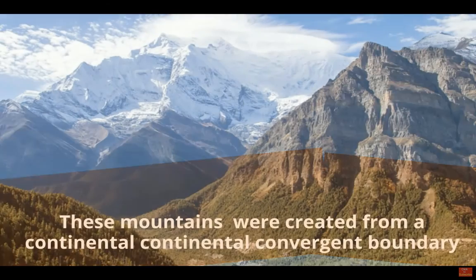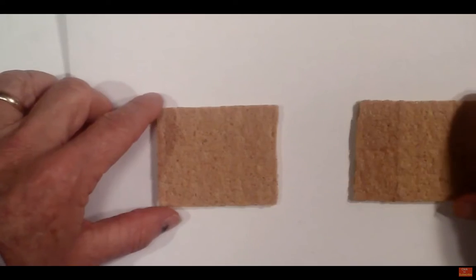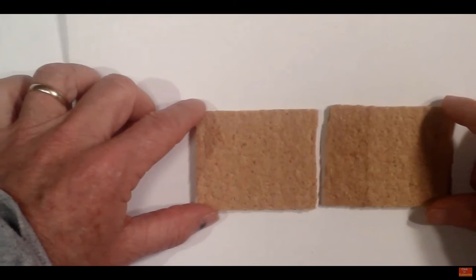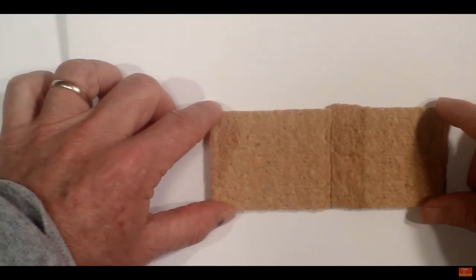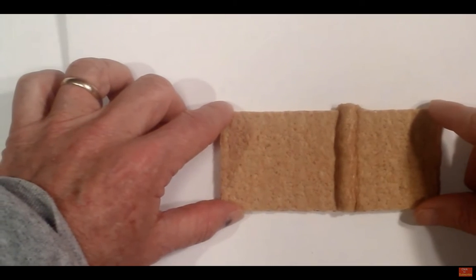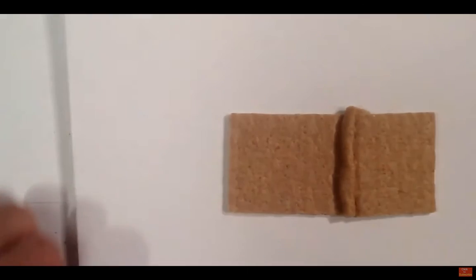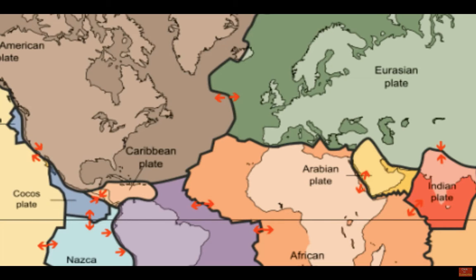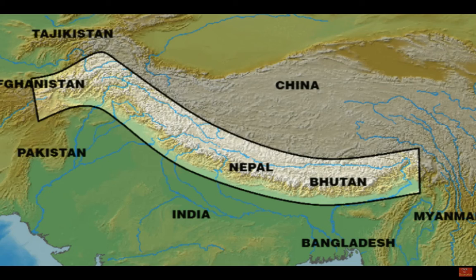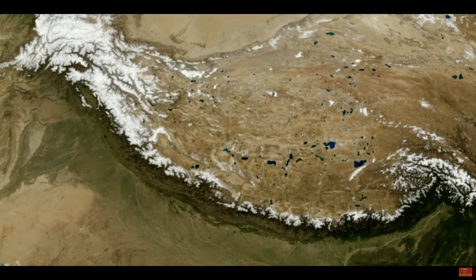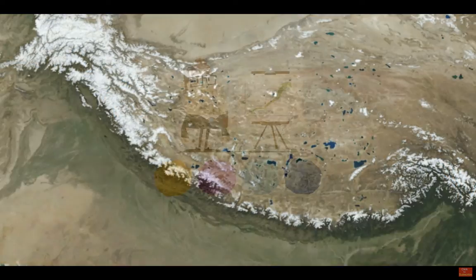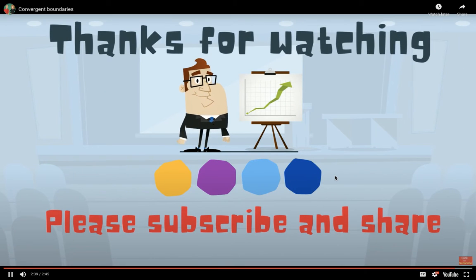When continental strikes continental lithosphere, neither crust subducts, nor do magma or earthquakes occur. These two graham crackers illustrate what happens. The two plates buckle and create folded mountains. An example is the Indian plate colliding with the Eurasian plate and creating the Himalayan mountain range. I hope that helps with different types of convergent boundaries. Thanks for watching, and Moo Math up.